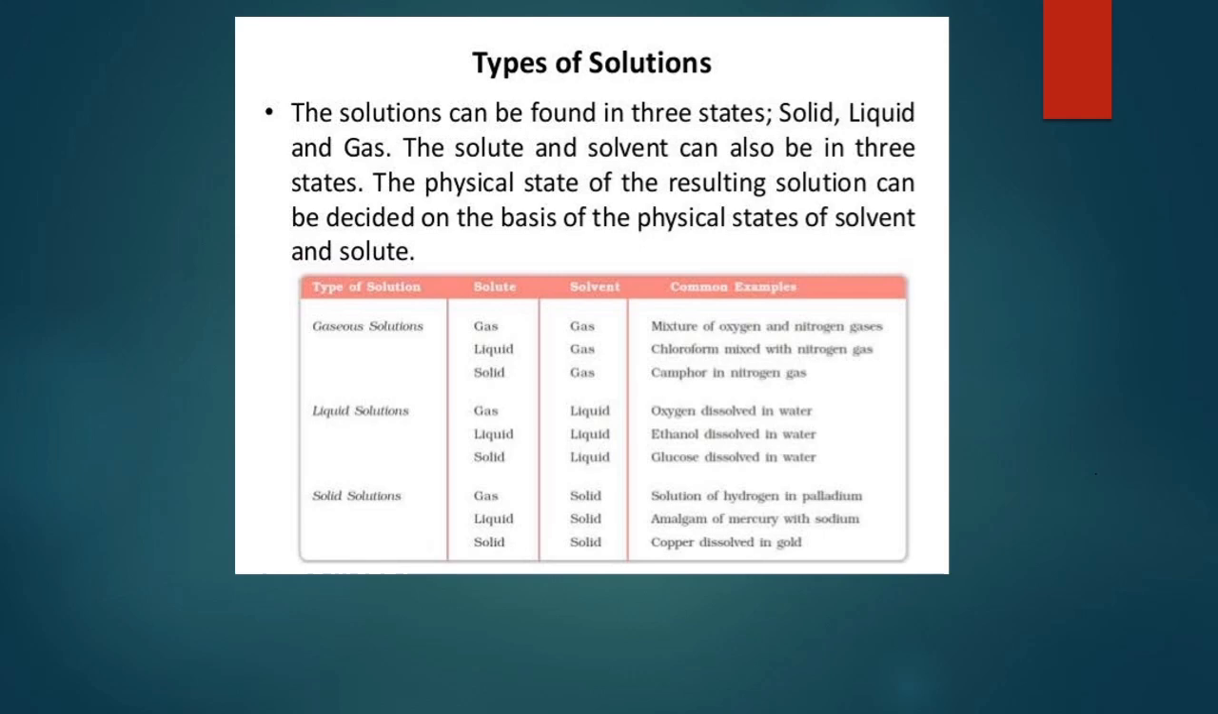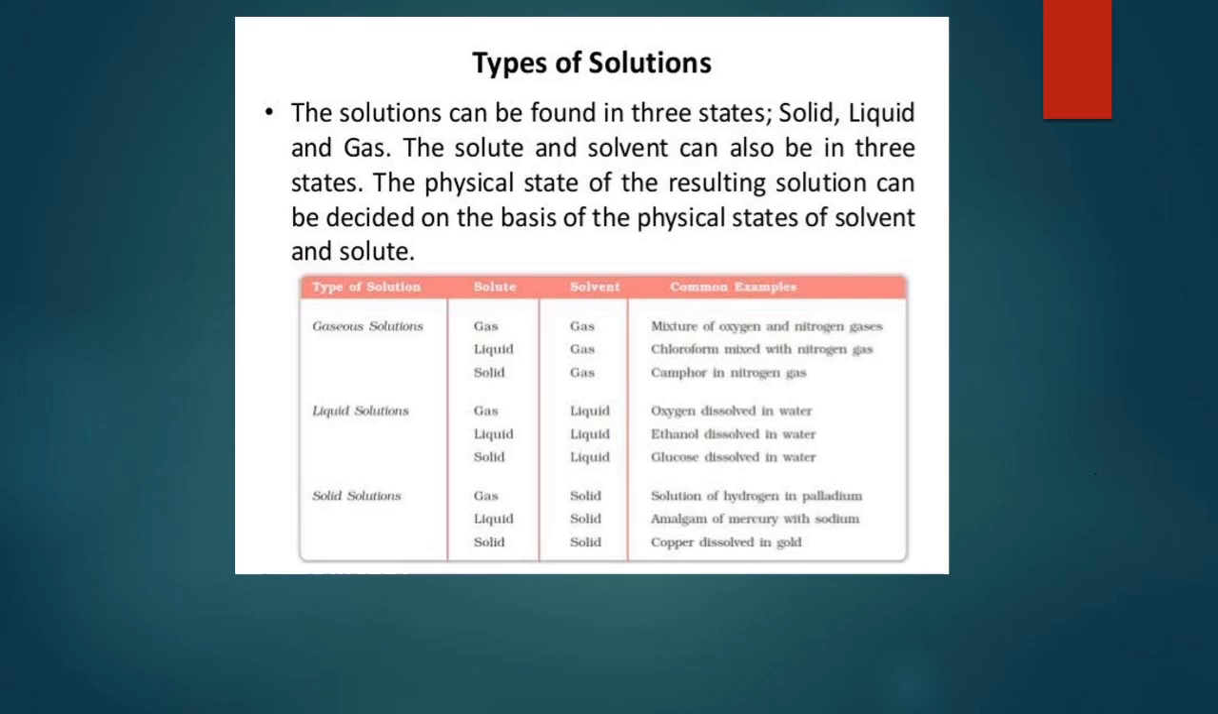Then solid solution. Gas in solid: solution of hydrogen in palladium. See, hydrogen is a gas. Palladium is a metal, that is in the solid state. So palladium is the large amount. So we can say, which type of solution? Solid solution, because the large amount is a solid substance.